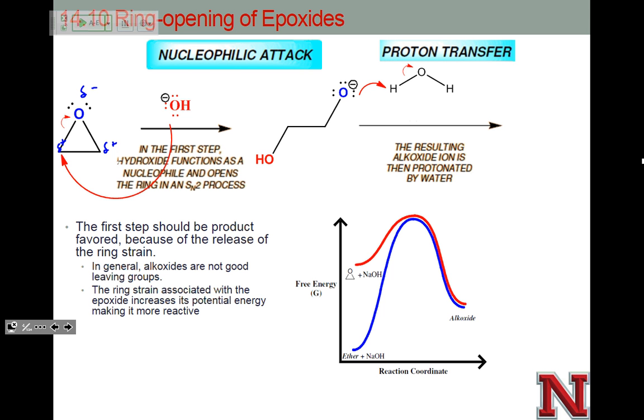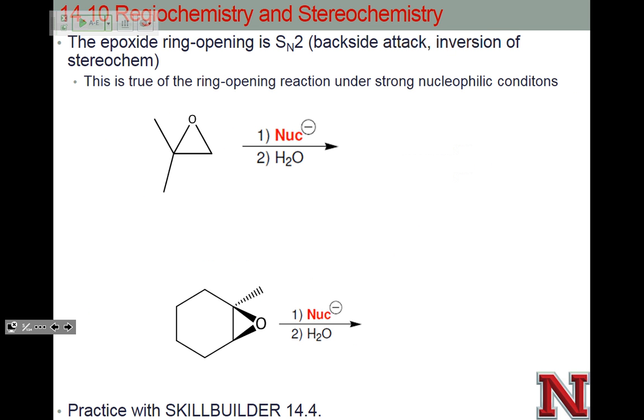Then a source of a proton is needed to protonate our oxygen that came from the epoxide to make an alcohol. In this case, we're showing the nucleophile as the OH negative, but for any strong nucleophile, this is pretty much the same mechanism. The only difference is the new bond. In this case, it's between oxygen and carbon, but it would be between any nucleophile and carbon of our epoxide. So let's look at this.